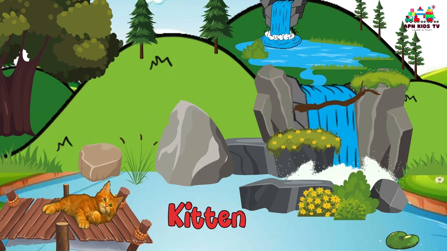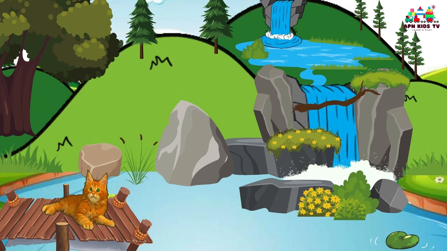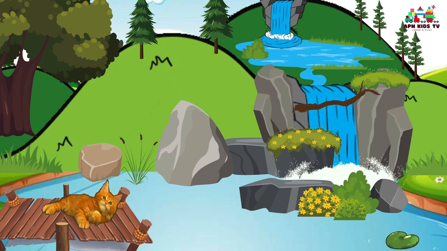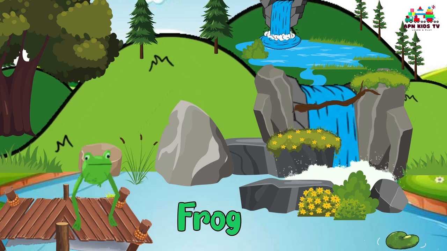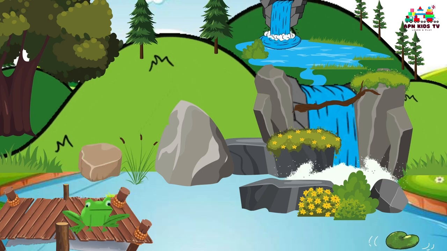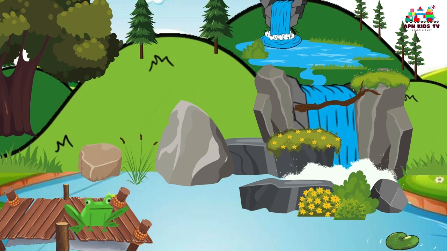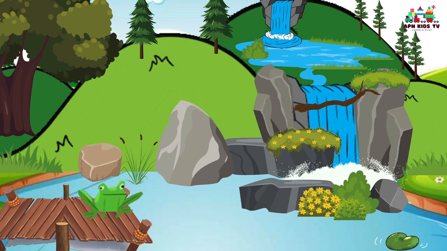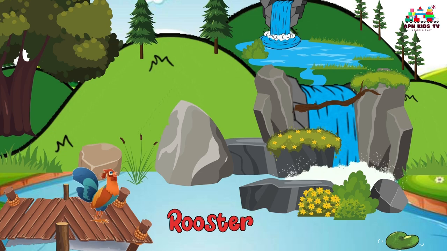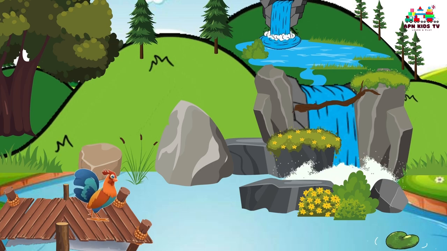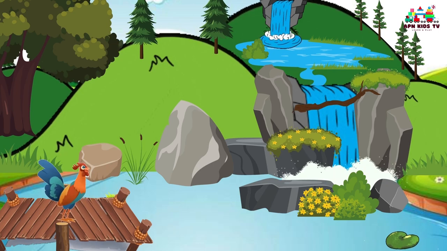Kitten. Does the kitten belong in the pond? No. The kitten does not belong in the pond. Frog. Does the frog belong in the pond? Yes. Yes. Rooster. Does the rooster belong in the pond? No. No.